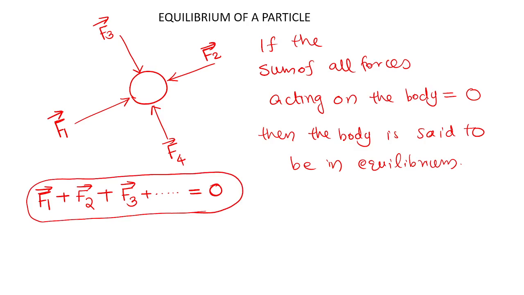If the total force is not 0, the body will be moving. Initially it was at rest. If the total force is non-zero, definitely the body will be moving. So if the total force acting on the body is 0, the body will not move. It is in equilibrium. If the sum of all forces acting on the body is 0, the body is said to be in equilibrium.